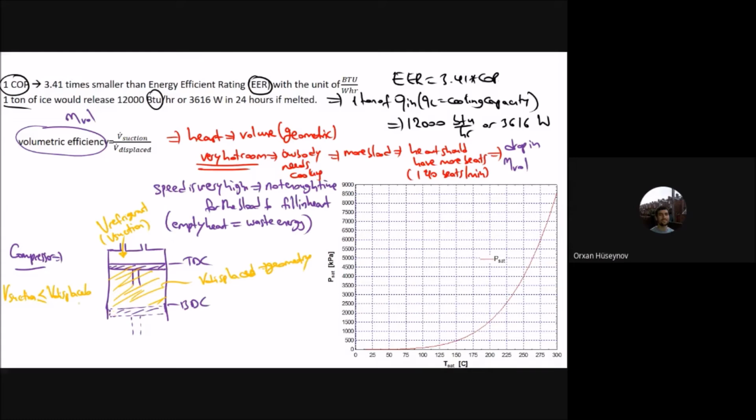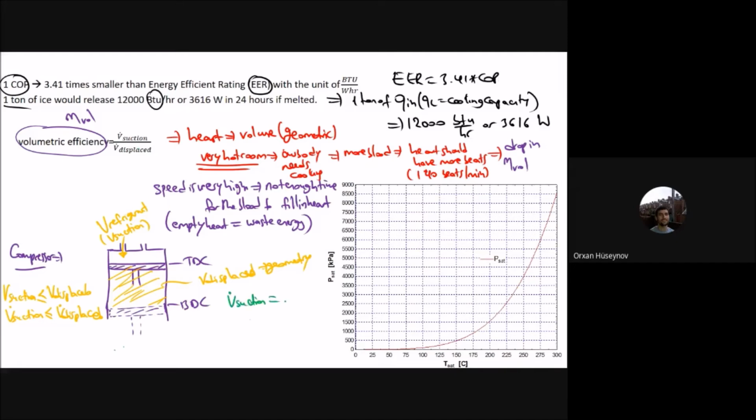Why is it less? I will look at the cases, but the simplest case is that you will have pressure losses, and then you will have a drop in the volume of the refrigerant that enters the system. It also depends on the density of the refrigerant at inlet. Let me show it to you. You can also write this as V dot. If you divide both sides by time, V dot of the suction will be less than V dot of the displaced. So this is the volumetric efficiency.